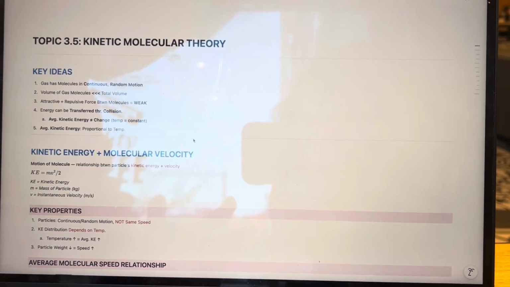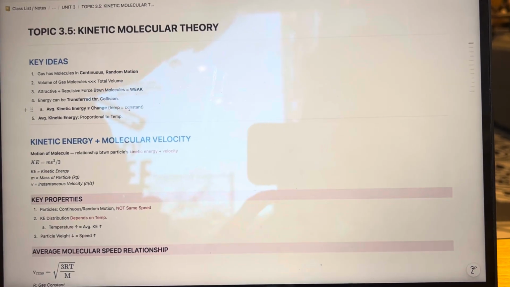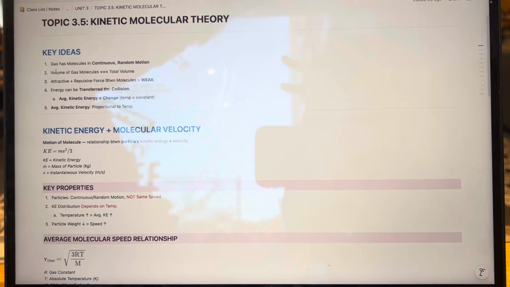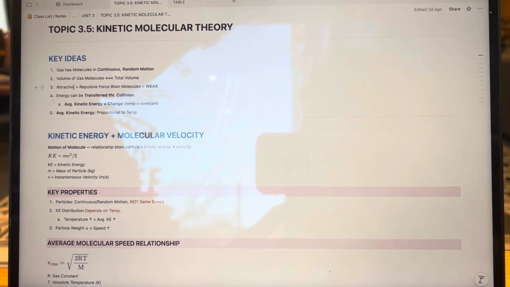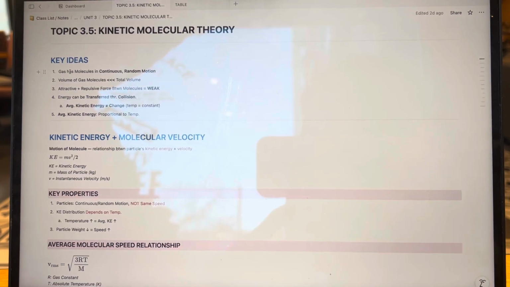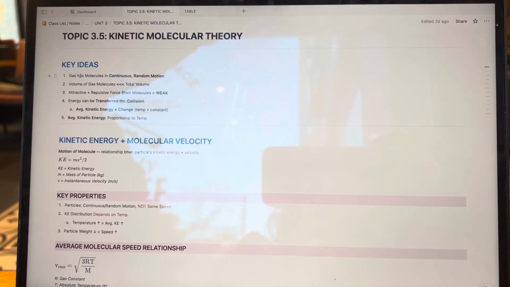So this is topic 3.5, kinetic molecular theory. The five basic key ideas of this kinetic molecular theory are, firstly, that the gas has molecules in continuous and random motion. So all the gas particles are moving in continuous and random motion.